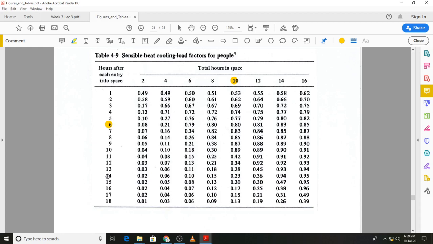So this is how much time has elapsed since the people entered the space until the time you are interested in finding the cooling load. Once we have correctly marked these two values, then we can easily read the value of the cooling load factor. And the cooling load factor comes out to be 0.8.